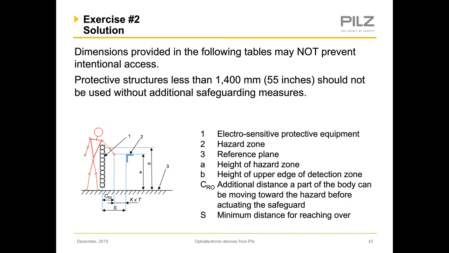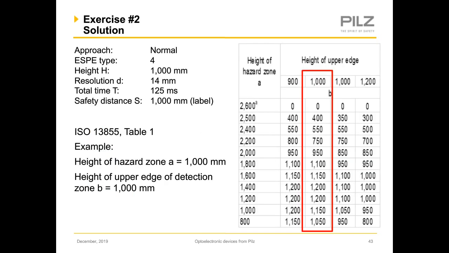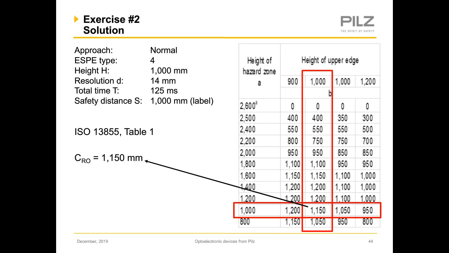So we go in our table in ISO 13855. So we have the height of the hazard zone, the factor A is 1,000 millimeter, and the height of the upper edge of the detection zone is also 1,000 millimeter. So, where these 2 numbers cross, we have a correction factor of 1150 millimeters.